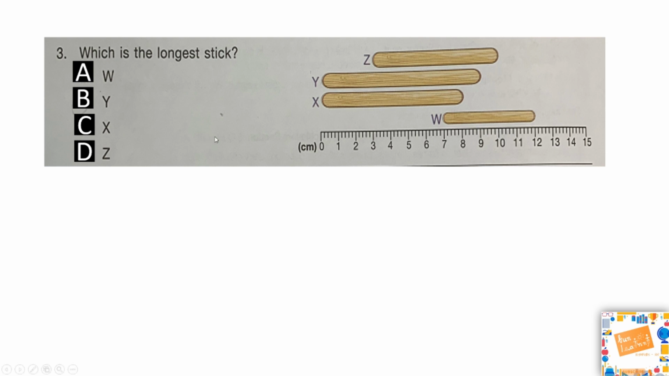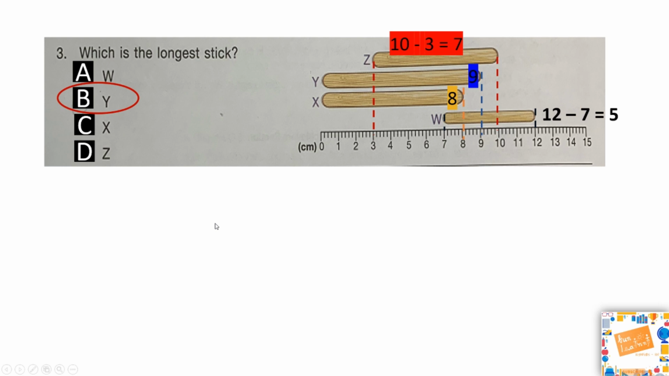Well, let's look at it together. Now, let's look at Z. Start with the starting and end point. So, the measurement of Z is the end point minus the start point. That is 7 in this case. Next is Y. It's starting from 0, so we don't need to subtract anything. We just look at the end point and it is 9. The X also follows the same route, so this has the end point falling at 8. And last is W, which is in the middle of the scale, which starts from 7 and ends at 12. So this length is 5. So clearly, the longest stick is Y, that is option B.